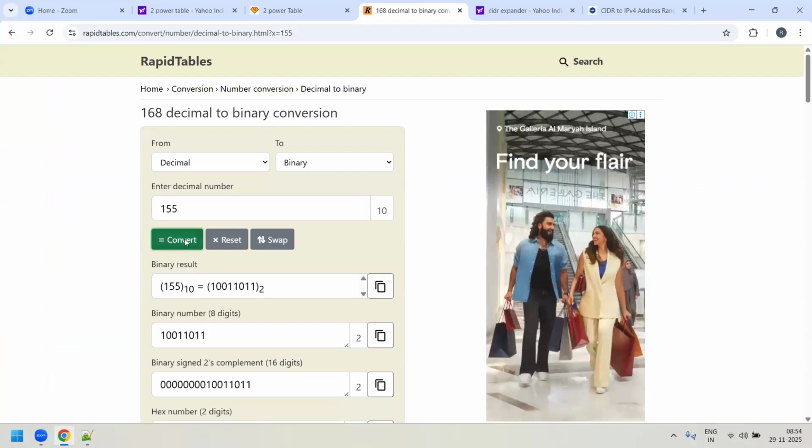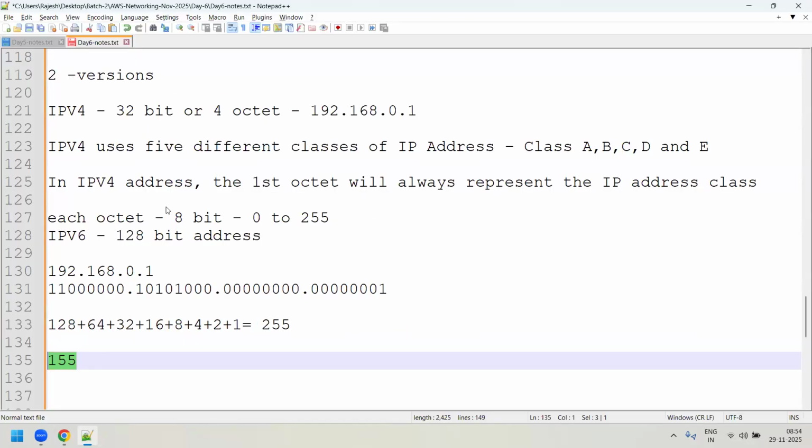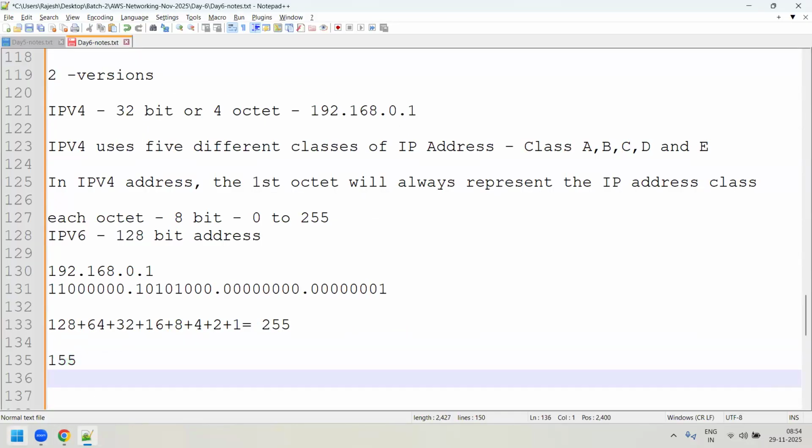What is the value you got, sir? You got 100111011. Like this value you got it, right? This is the binary for 155. But you say, Rajesh, I want to mentally calculate it. You can calculate it actually.